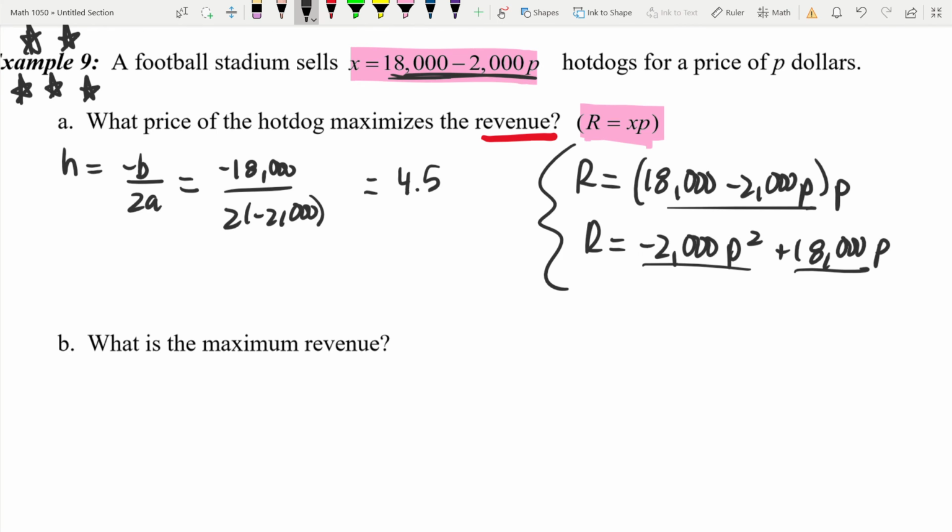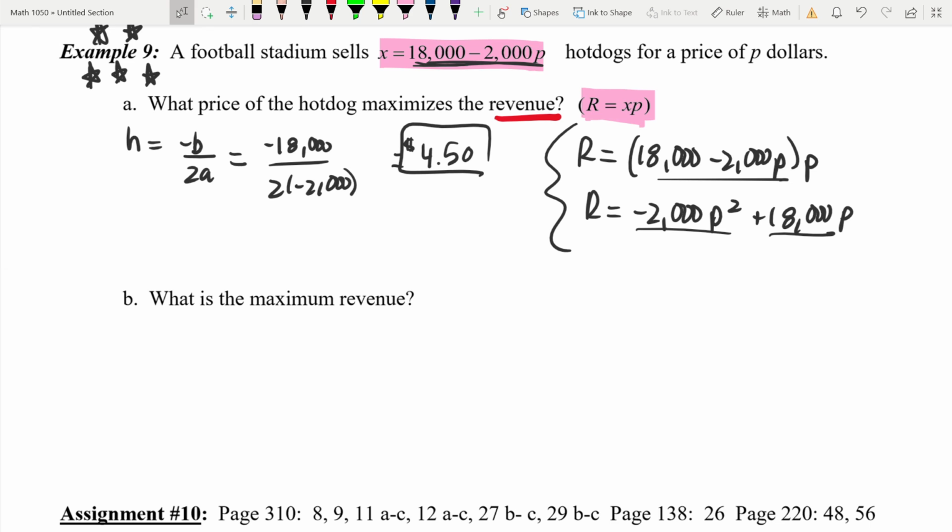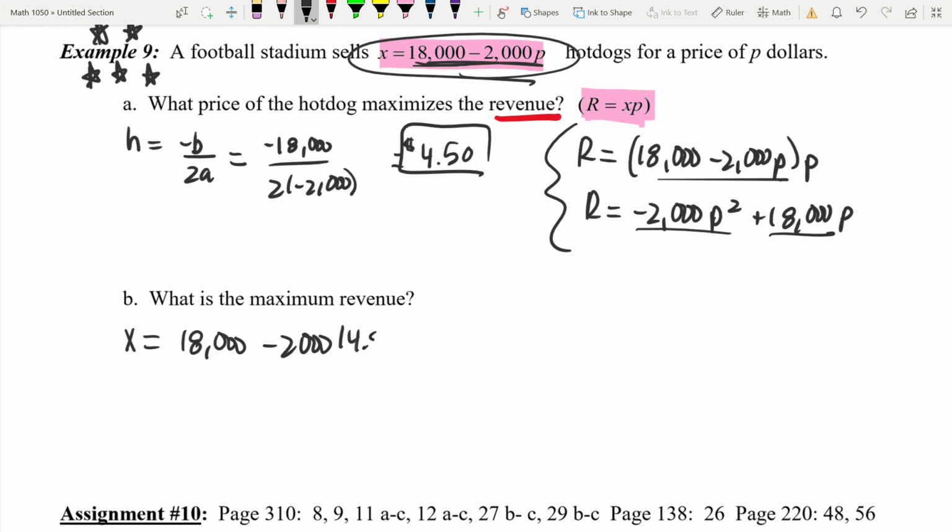Now, what's my label? What price of hot dog? Talk to me, everybody. $4.50. So what do I have to do to make this answer look right? I have to add a dollar sign. What else do I have to add? A zero. $4.50, right? Watch me do B. Don't write this down. I want you to watch me do it. Take the 4.5, plug it right there, and I get X equals 18,000 minus 2,000 times 4.5. I put it in my calculator. I get my answer. Wrong.